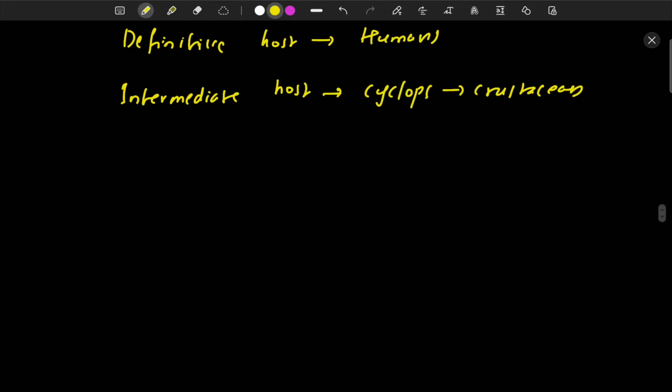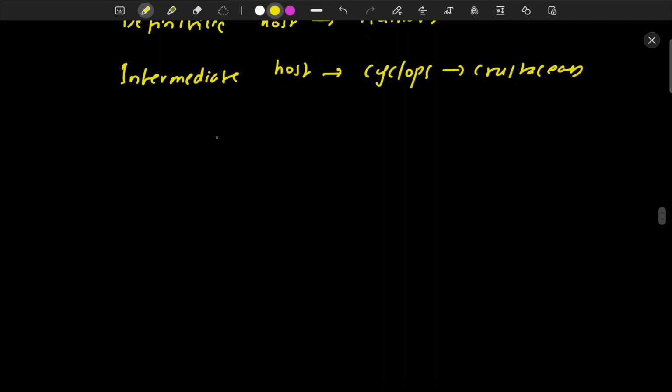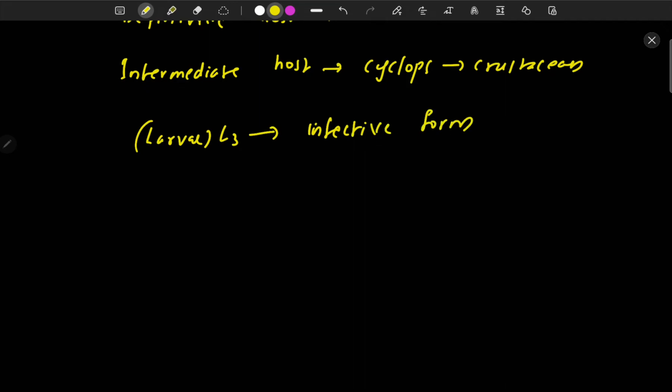The larval stage L3 is the infective form in man.